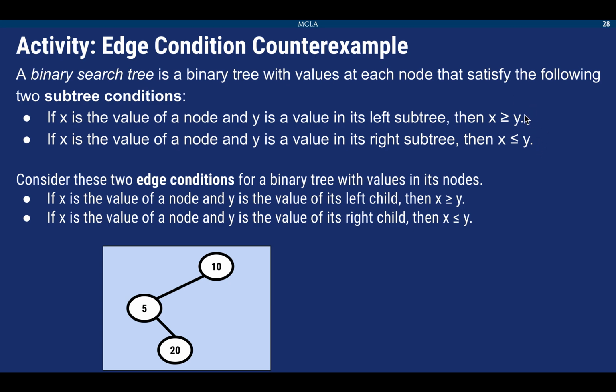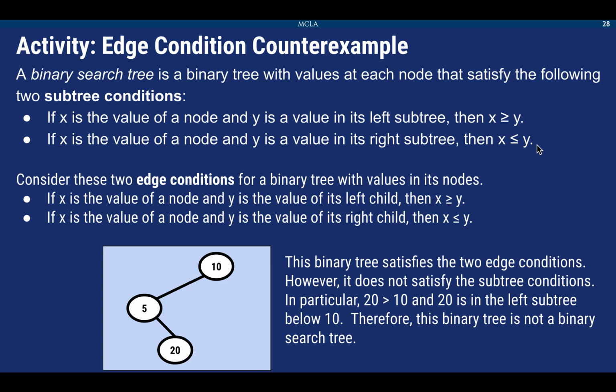However, the subtree conditions are not met. In this case, 20 is in the left subtree of 10, but 20 is not less than or equal to 10. So this is not a valid binary search tree. It is a binary tree, but it is not a binary search tree. This is just enforcing the definition and what it means. So take a look at your example and see if you are also able to construct such a counterexample.